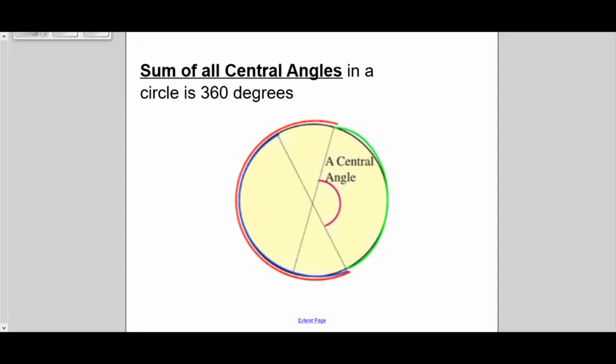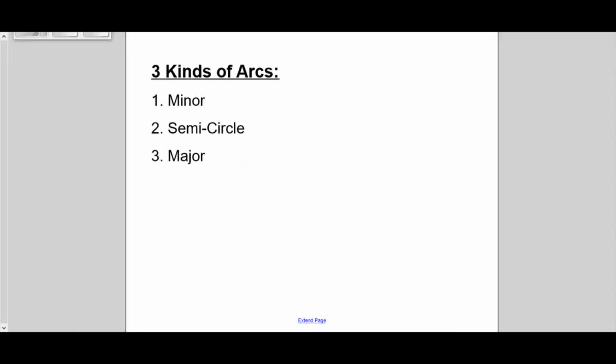The sum of all the central angles in a circle is 360 degrees. So if I was to add this angle plus this angle plus this angle plus that angle, I would get 360 degrees. If I add up all those angles in a circle, I will get 360 degrees. So the kinds of arcs: there are three types of arcs in a circle. There's a minor arc, there's a semicircle, and there's a major arc.